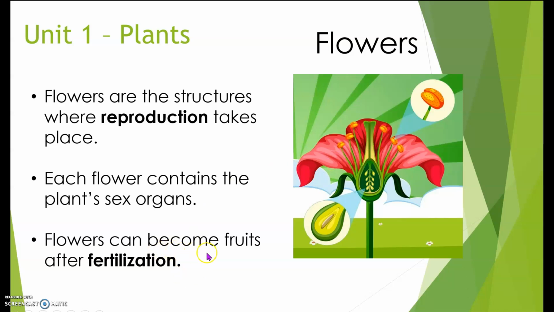Next, flowers can become fruits after fertilization. So after the pollination and the fertilization, the seed will then develop in the ovule, and once it matures, it will become a fruit. Okay, we will talk about it later also. Okay, let's move on.